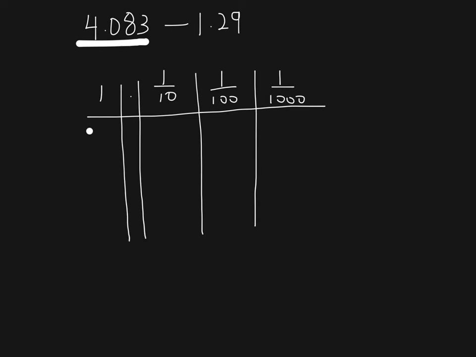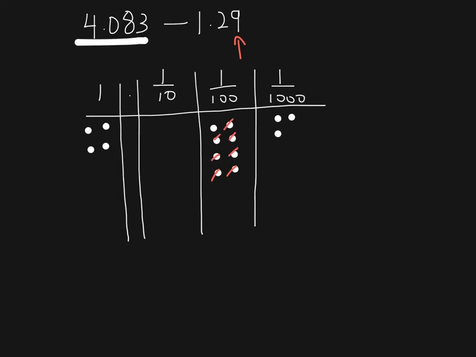I've got 4 discs in the ones place. I have 0 in the tenths place. I have 8 in the hundredths place, and I have 3 in the thousandths place. Then I need to subtract 1 and 29 hundredths, and I'm going to go first looking at the hundredths place, and I do have 1, 2, 3, 4, 5, 6, 7, 8.